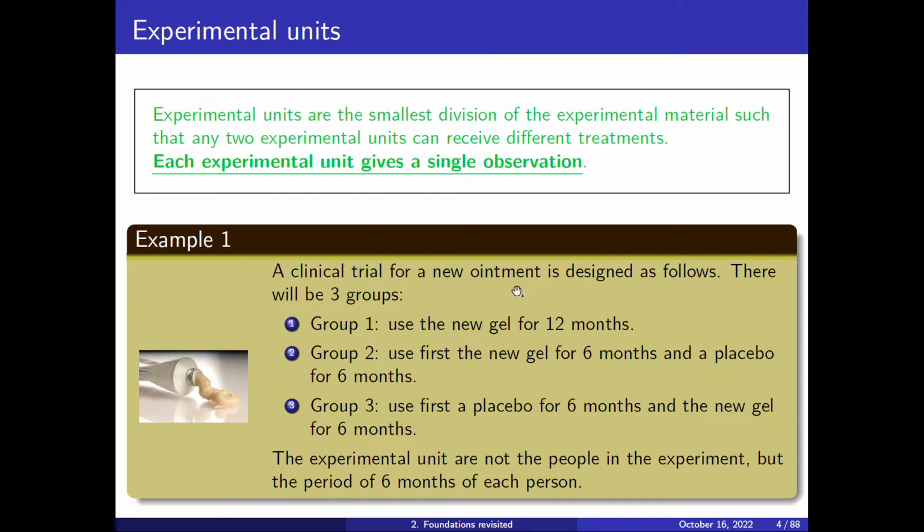So let's see an example. A clinical trial for a new ointment is designed as follows. There will be three groups. Group 1 uses the new gel for 12 months. Group 2 uses the new gel for 6 months and a placebo for the next 6 months. And group 3 uses first the placebo for 6 months and then the new gel for 6 months. So the experimental units are not the people in the experiment, but the period of 6 months of each person, because we can change the treatment at that level.